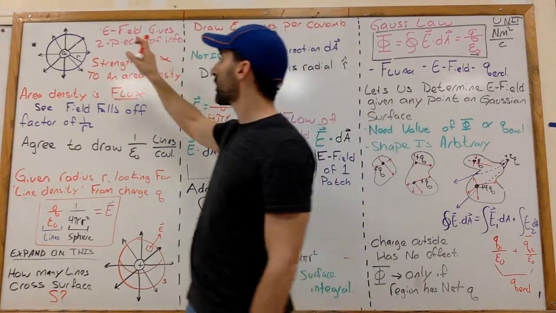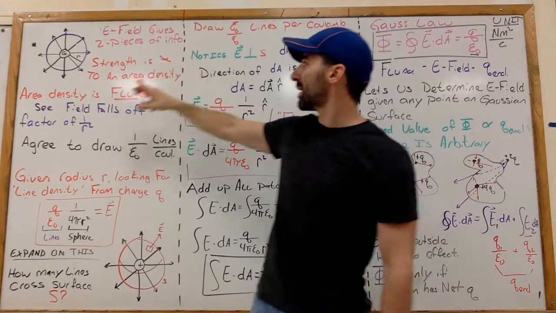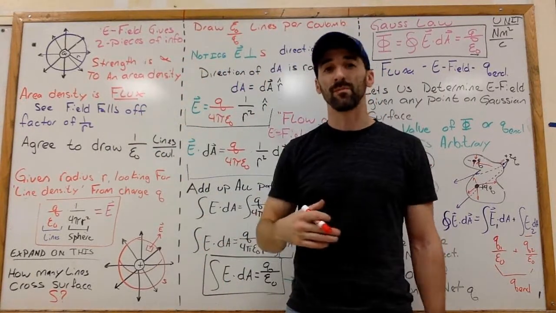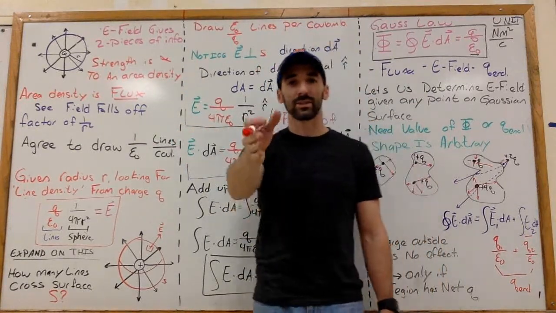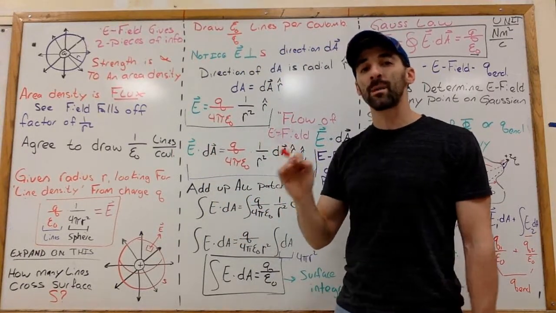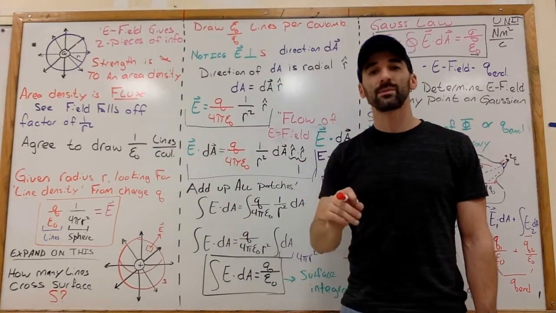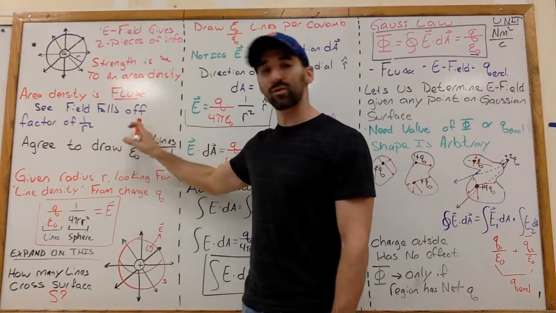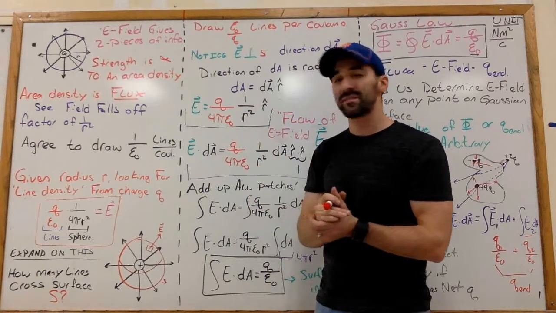Well, what do we know about an electric field? We know, and we can see in this example, that my electric field falls off as a factor of 1 over r squared, and we know that from our formula. Now, if we agree, and we have to agree because you're there and I'm here, that we are going to draw the same number of lines, 1 over epsilon naught lines per coulomb. Now I know that seems weird, but if you just bear with me for a few minutes, we're going to agree to draw 1 over epsilon naught lines per coulomb for our electric field.